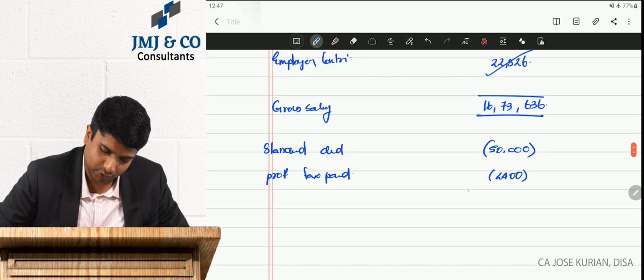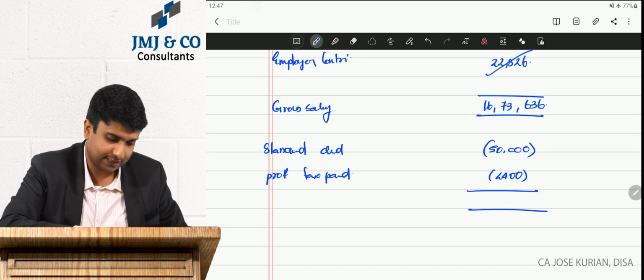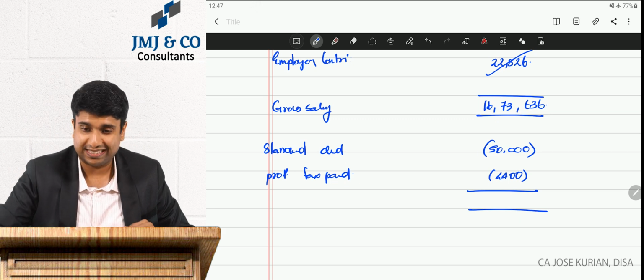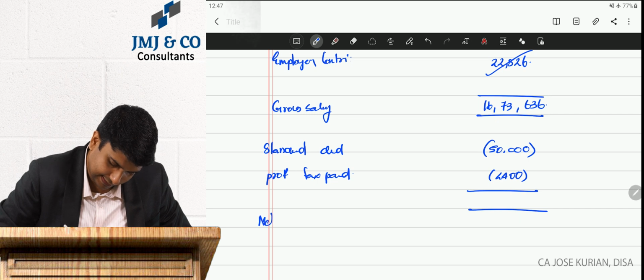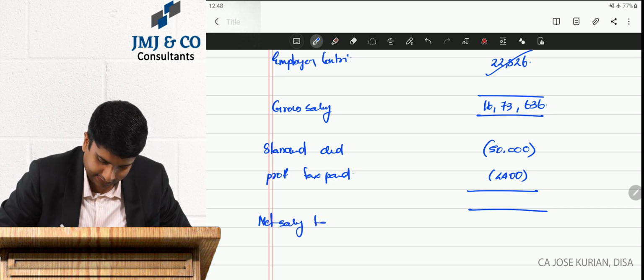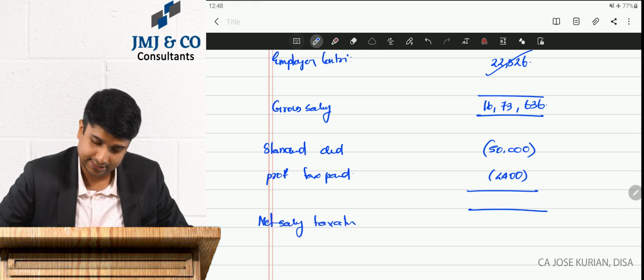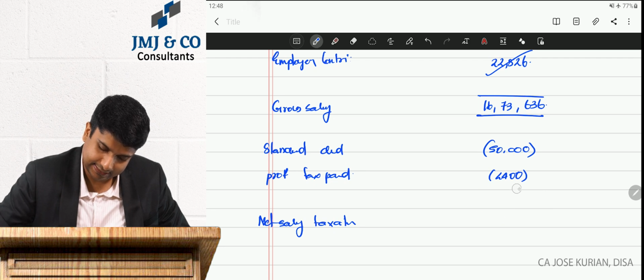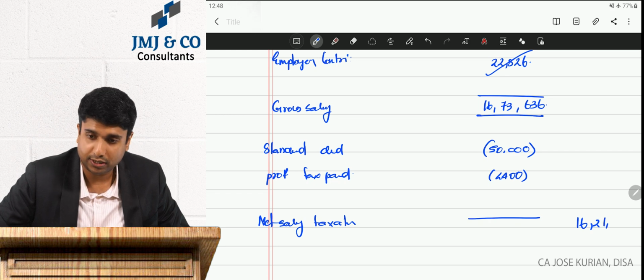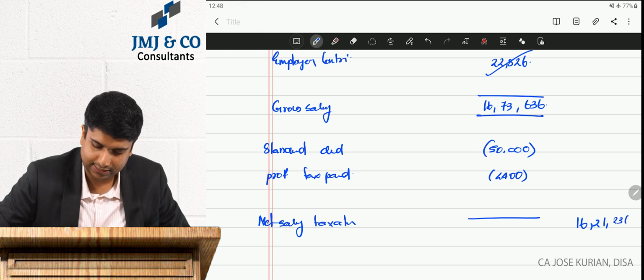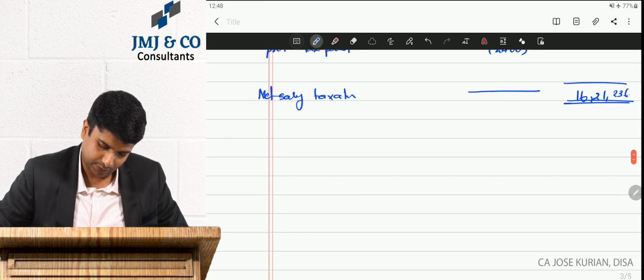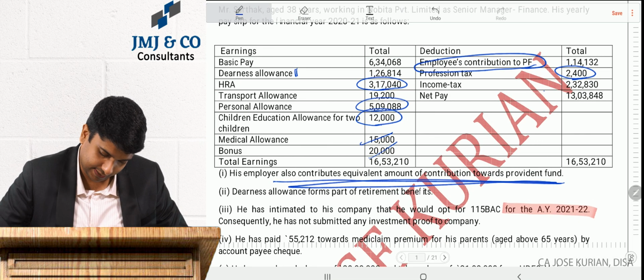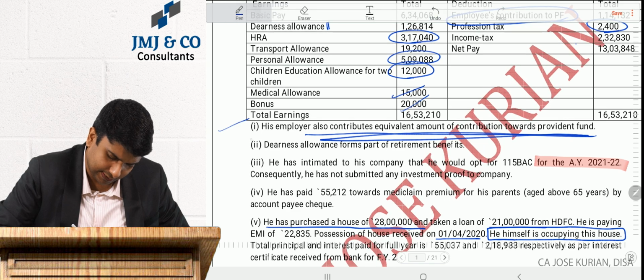From that you can claim these two deductions. So from 16,73,636, if you claim these two deductions, our net taxable salary would be 16,21,236. Alright, now let's move forward friends. What is the next adjustment saying? So DNS allowance we have considered that.